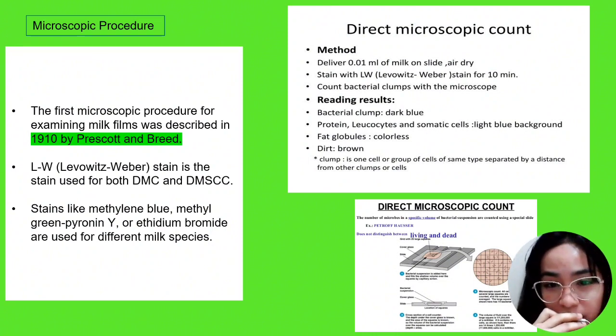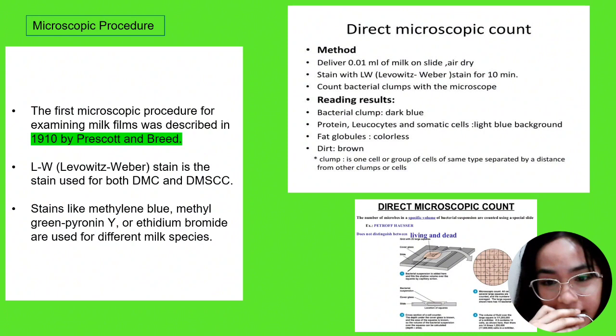So these stains help to enhance the visibility of microorganisms and somatic cells under the microscope, allowing for accurate counting and identification. As you can see on the screen, we have here the method of direct microscopic count. Deliver 0.01 ml of milk on a slide and air dry, then stain with Leibowitz-Weber stain for 10 minutes. After that, count the bacterial clumps or the somatic cells with the use of a microscope.